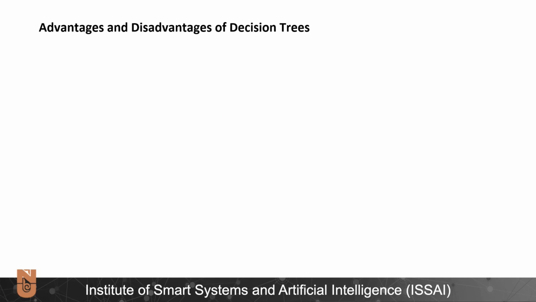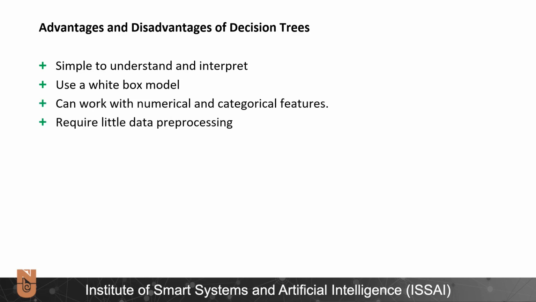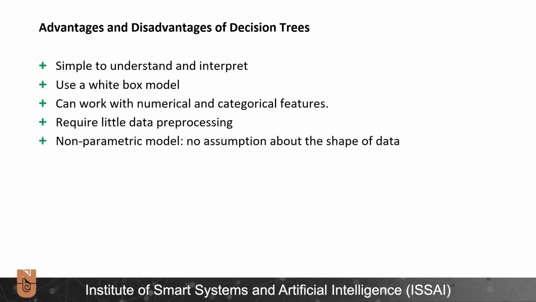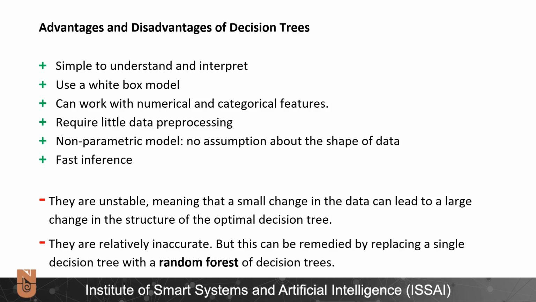Let's talk about the advantages and disadvantages of decision trees. They are simple to understand and interpret, use a white box model, and work with numerical and categorical features. They require little data preprocessing, are a non-parametric model, meaning that they don't require assumptions about the shape of the data, and they are fast for inference. But they are unstable, meaning that a small change in the data can lead to a large change in the structure of the optimal decision tree, and they are relatively inaccurate. But this can be remedied by replacing a single decision tree with a random forest of decision trees.